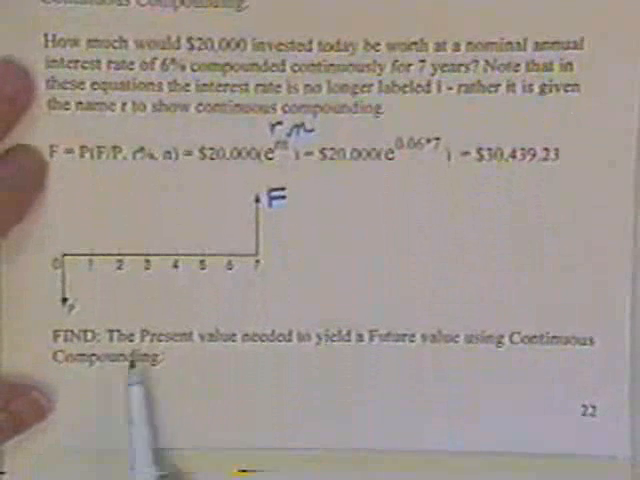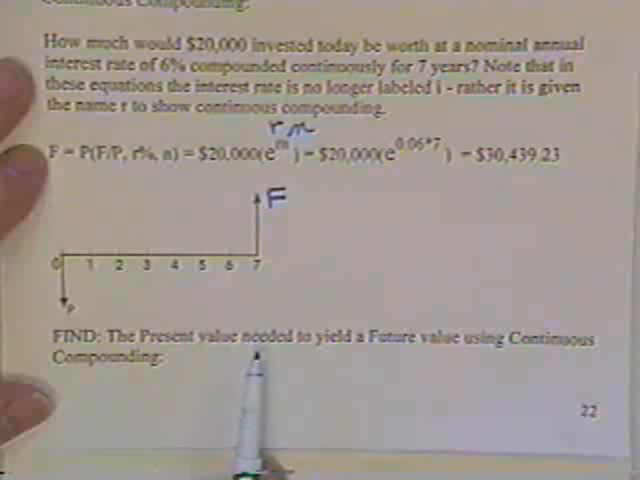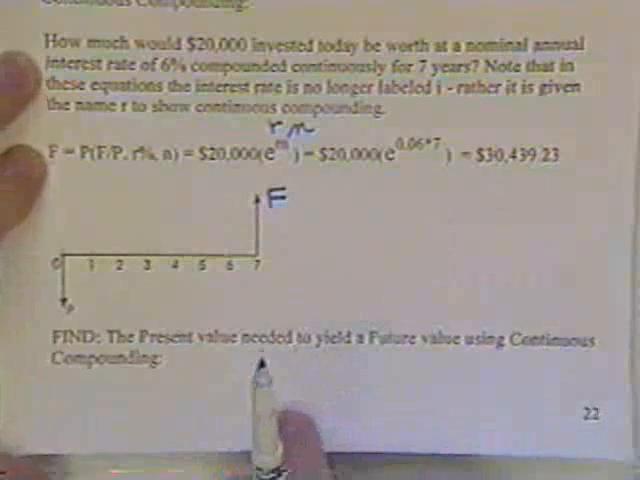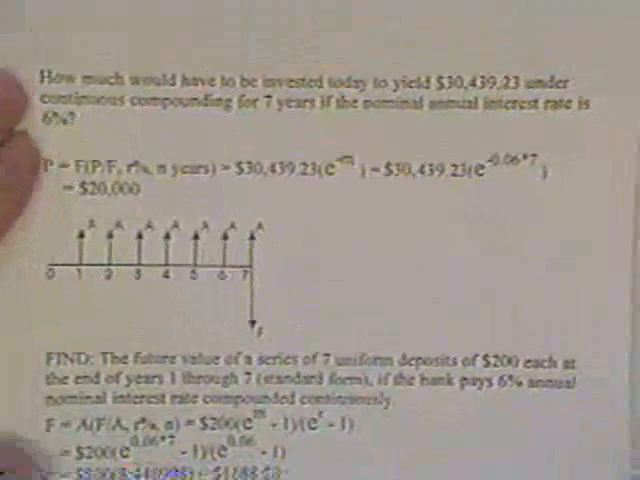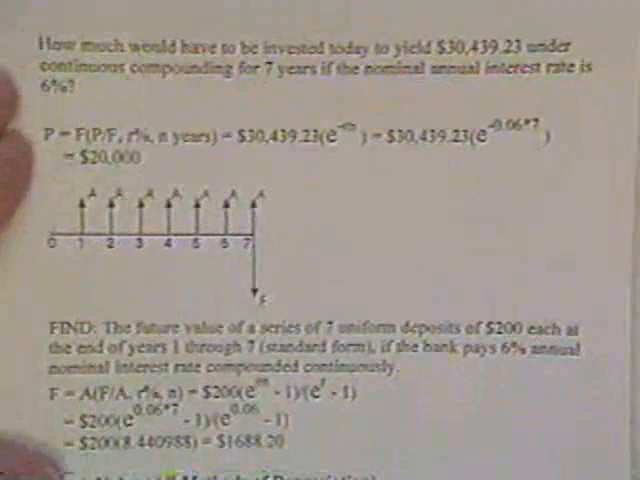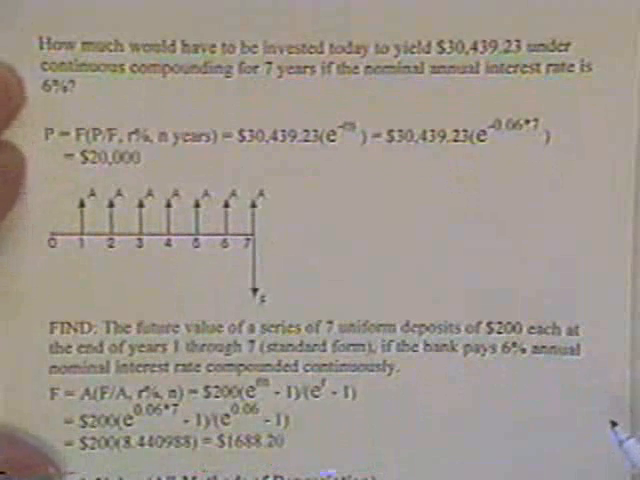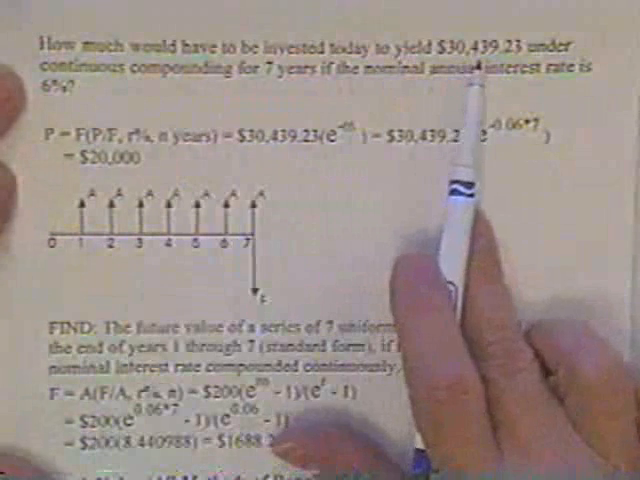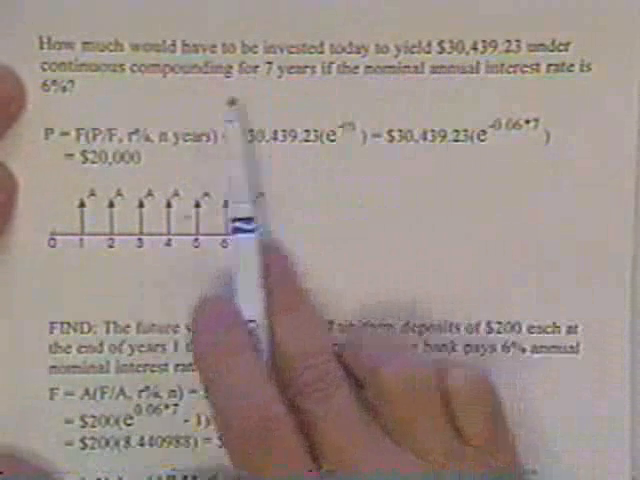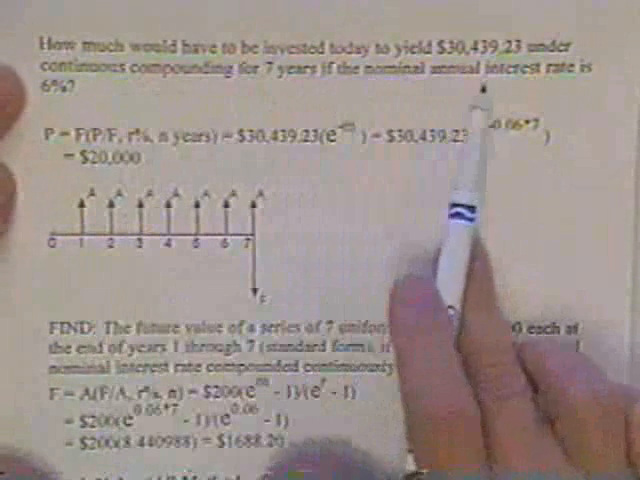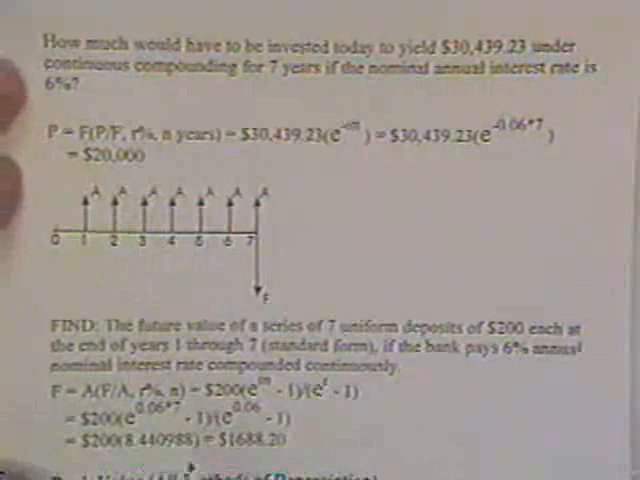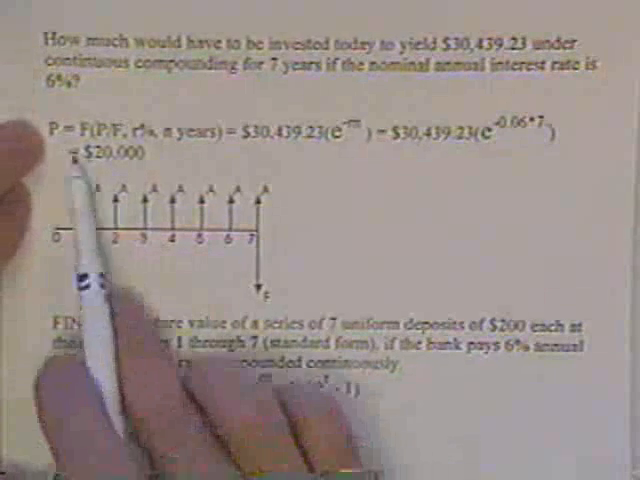Now then, find the present value that you need to invest to yield a given future value. Since I already worked it out, I was loath to not use it again, so I said, how much money would you have to invest today to get $30,439 under continuous compounding for 7 years if the nominal interest rate was 6%? Well, obviously we ought to get $20,000, and we do.